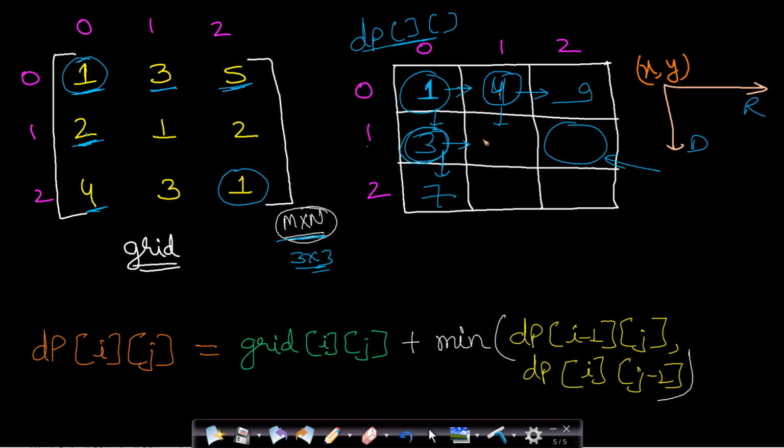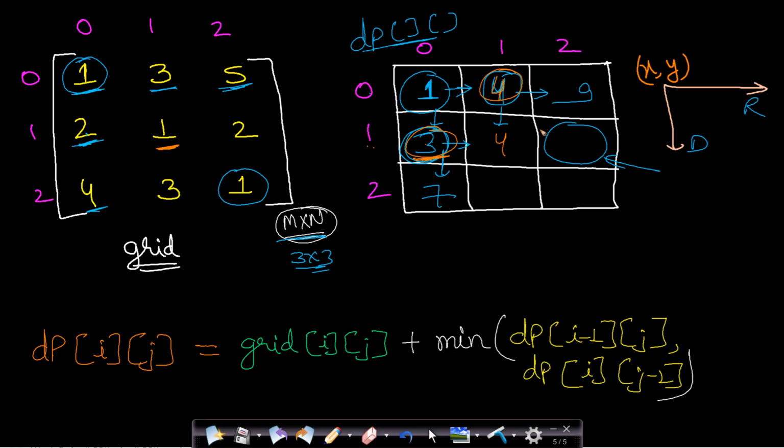But which one will you pick? You will pick the minimum of these two, because we want to minimize the sum of the path length. So we will pick this 3, and the current cell cost will get added, and this will become 4. Now let's say you want to reach this 1, 2.